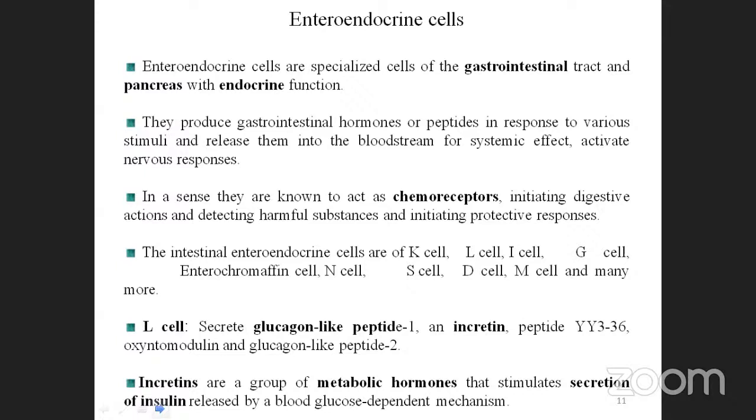Enteroendocrine cells are specialized cells of the gastrointestinal tract and pancreas with endocrine function. They produce gastrointestinal hormones or gastrointestinal peptides in response to various stimuli, especially jokhon amra khabar beshi beshi khai, loading a basal dose of food that causes activation of certain stretch receptors in the intestine, and this activation of stretch receptors induces secretion of these hormones released from the enteroendocrine cells. In a sense, they are known to act as chemoreceptors, meaning certain kinds of chemicals will be very close to them and they will start secreting their hormones, initiating digestive actions and detecting harmful substances, and basically initiating certain protective responses. So their primary focus is saving the intestine from certain harmful stimuli.